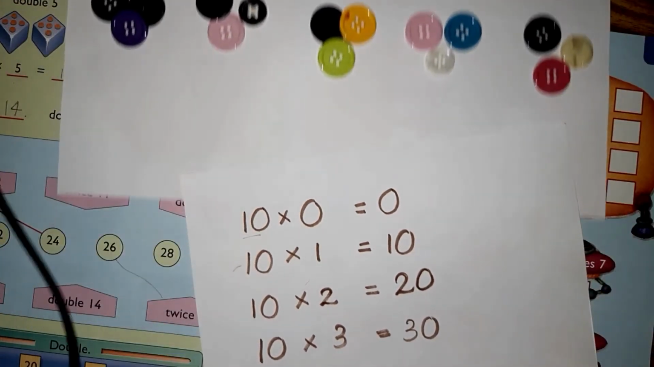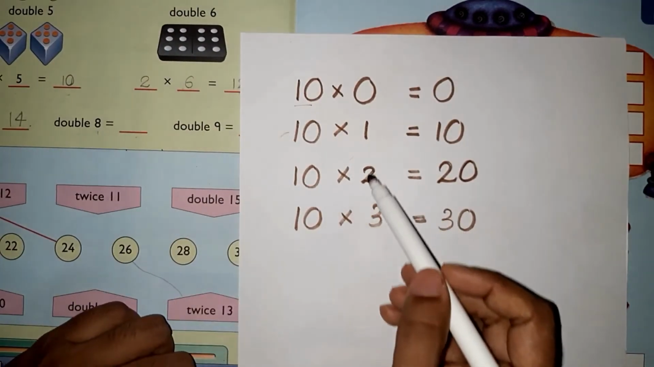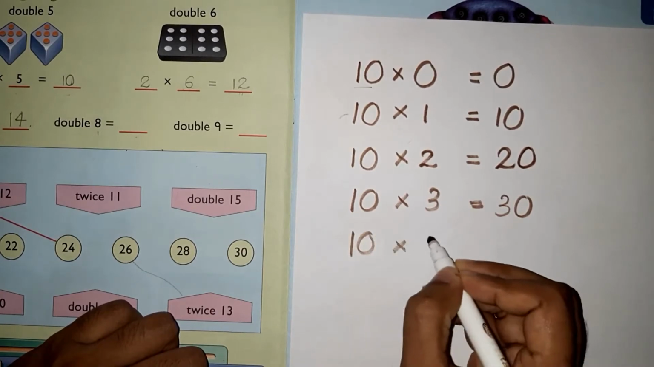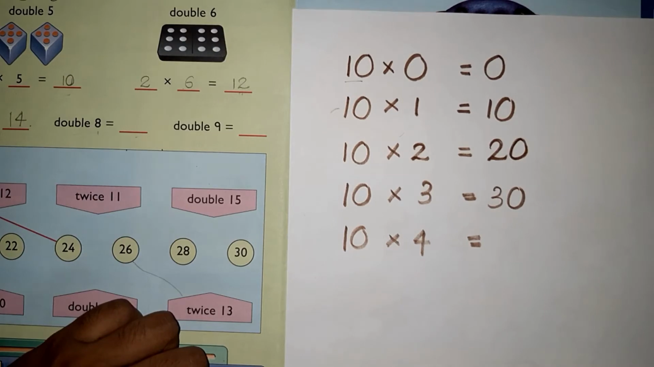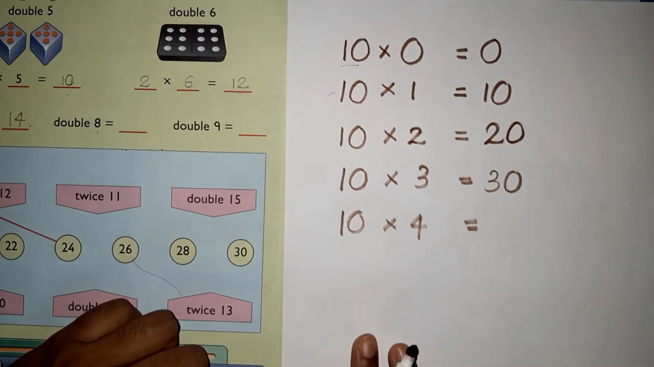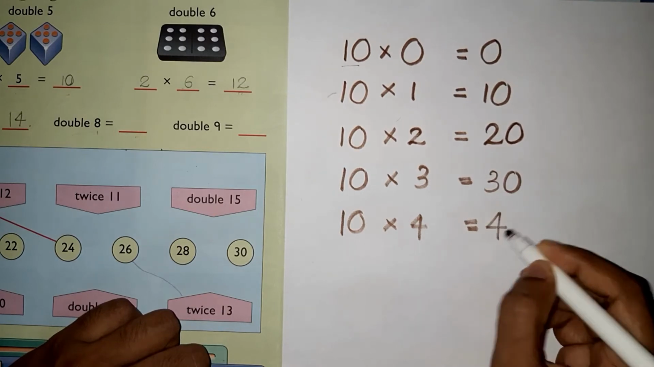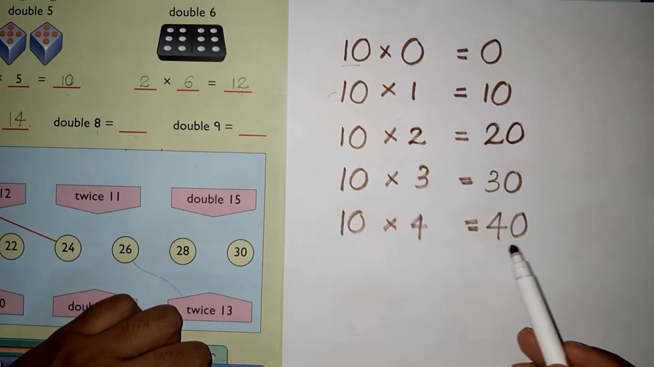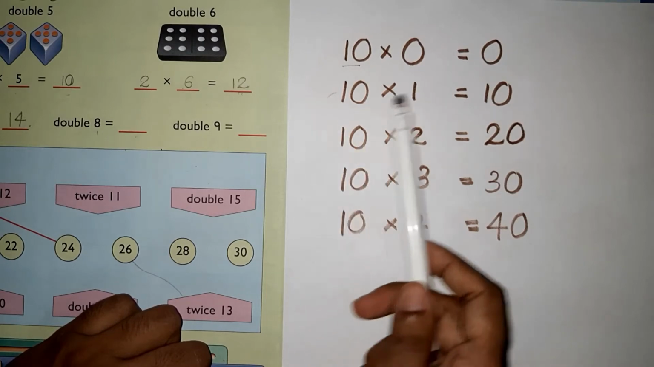Now, the next number. 1, 2, 3, 4. 10 times 4. Without counting the objects, I'm going to write the answer as 40. If you have any doubt, you can take the objects and make 10 sets with 4 objects and you will have 40. Did you see any pattern here?